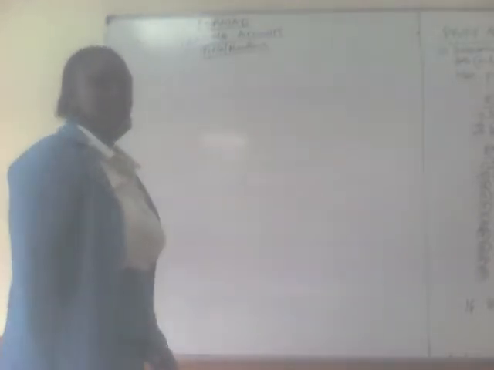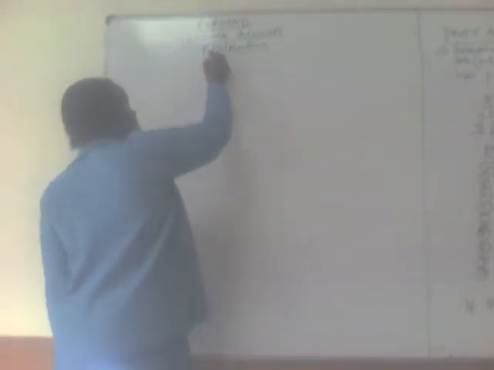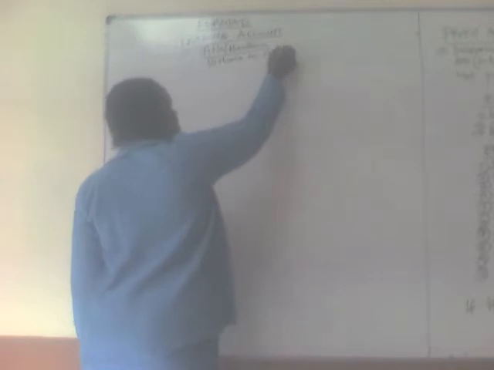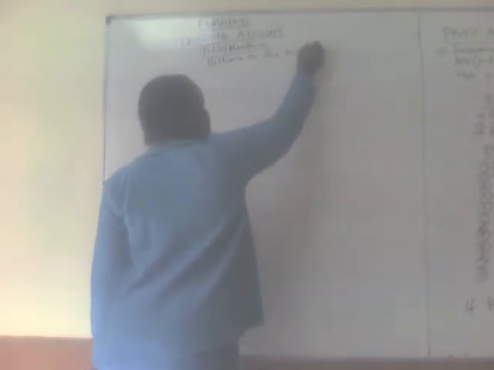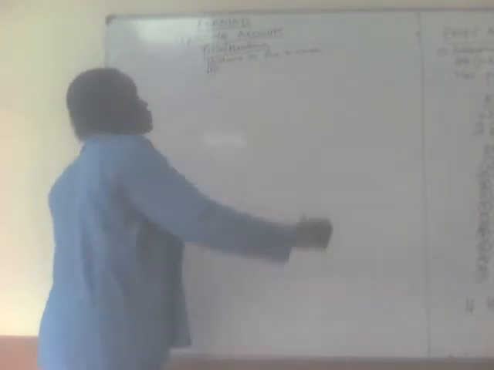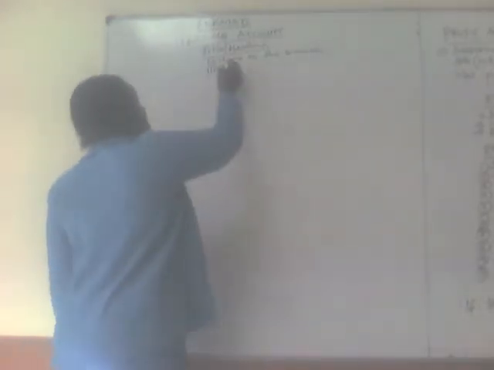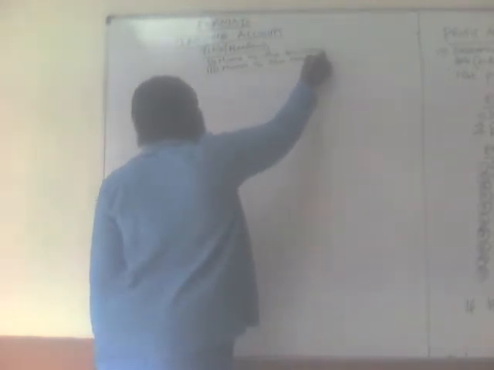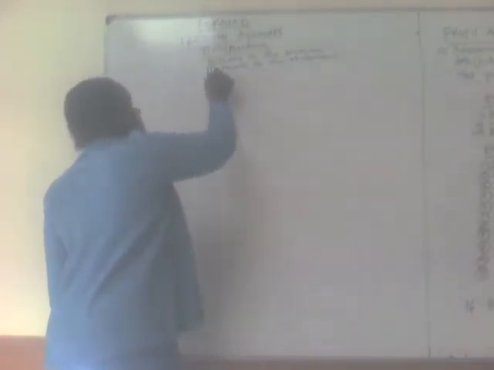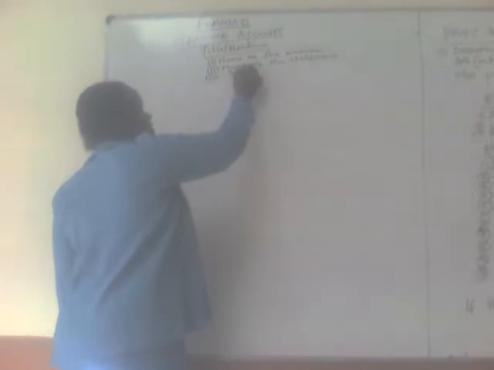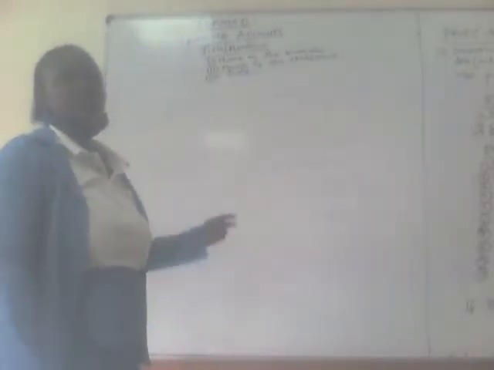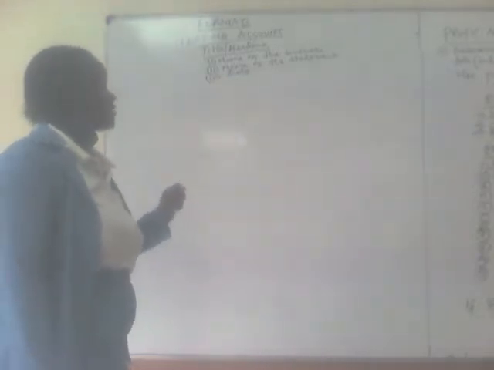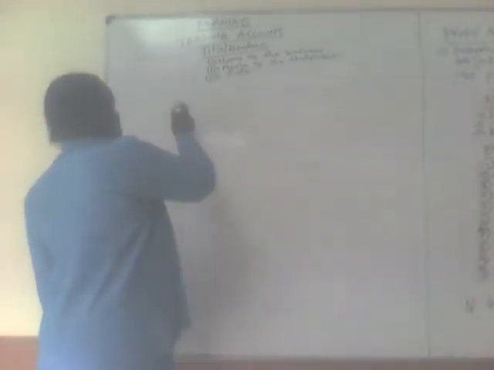The heading, we have the name of the statement, the name of the business. So we start with the name of the business. Then we come to the name of the statement. Then we write the date. So the date is written on the title. Then from the title, we have now the vertical format of a trading account.